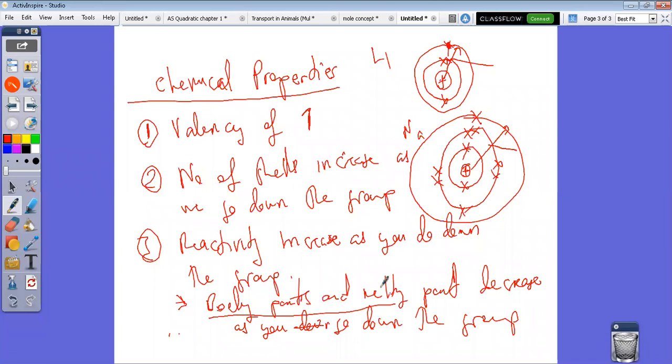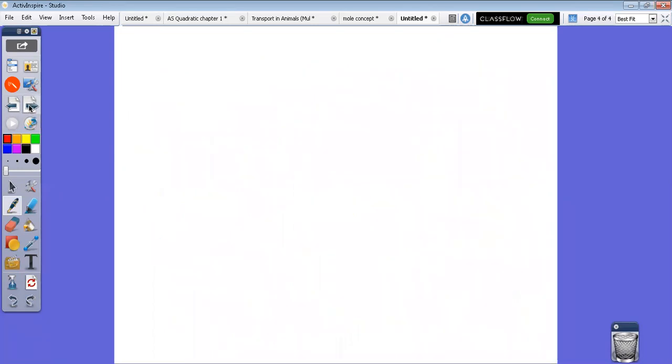Now, we're talking of the chemical properties. Let's look at the chemical reactions under chemical properties. Chemical reactions of group 1. The whole lesson is on group 1, so that we master group 1 and the reactions, the chemical equations.